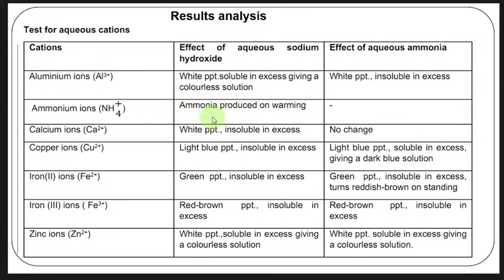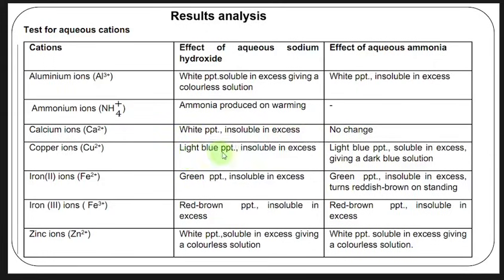Then let's come to this one where they are saying effect of aqueous sodium hydroxide. When it is added, ammonia gas is produced on warming. We didn't do any warming, so this one we skip. We'll move to this one. When you add aqueous sodium hydroxide, white precipitate is seen, then it is insoluble in excess. We didn't see an insoluble here, so this one we ignore.